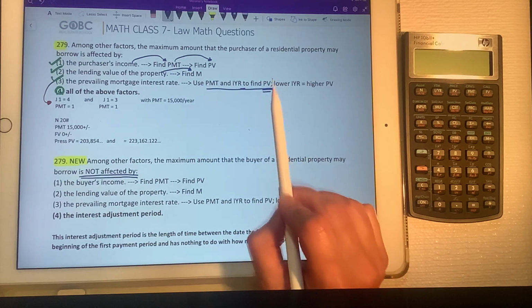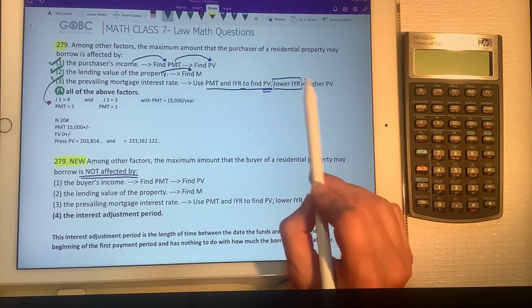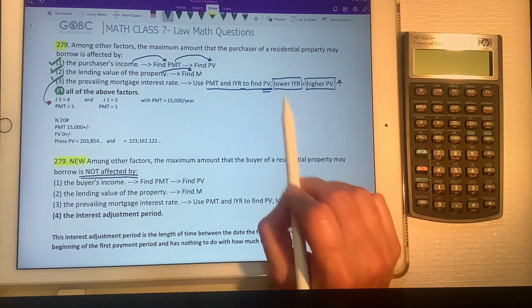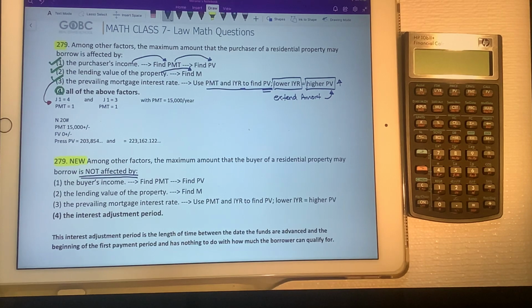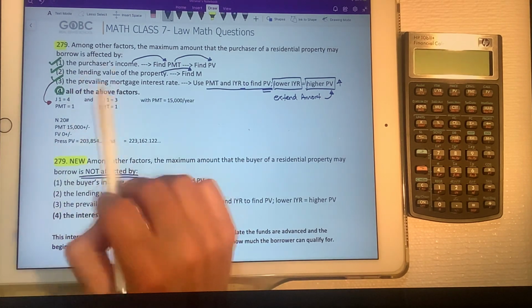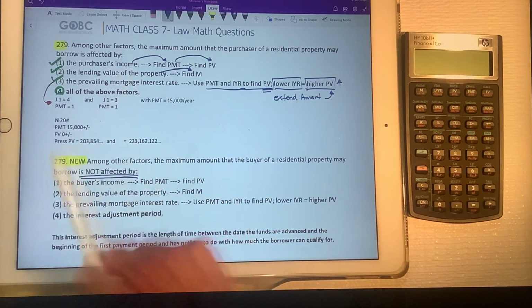So what did we say before in the last question? If we lower the IYR, then we will raise the PV, right? If we extend that amortization, then we will also raise that PV, okay? So the lender is going to look at all of these things, a bunch of other things as well, but these are 3 of the list.